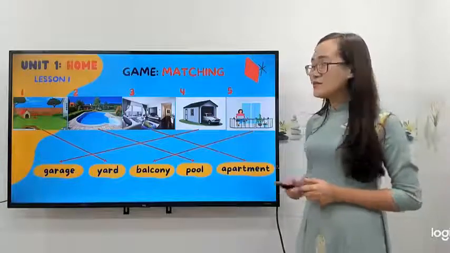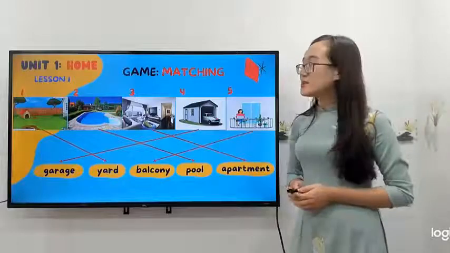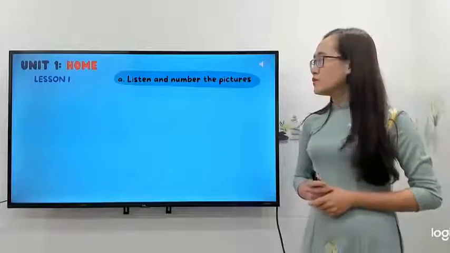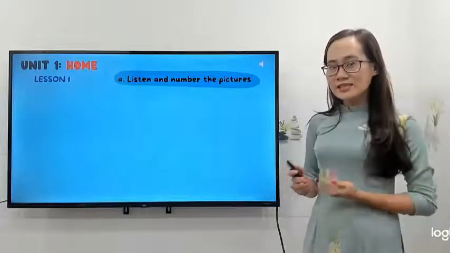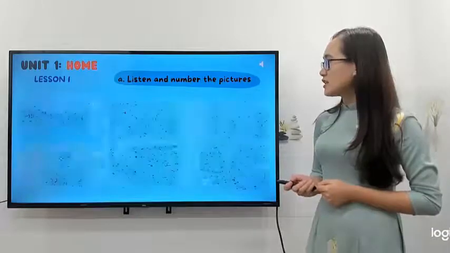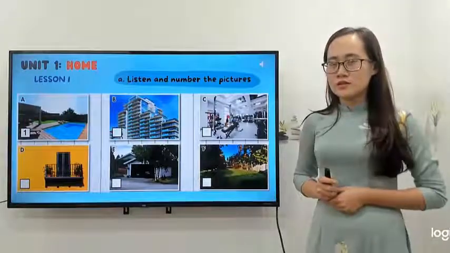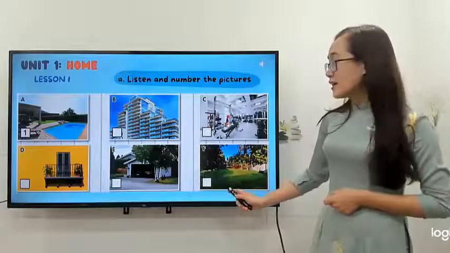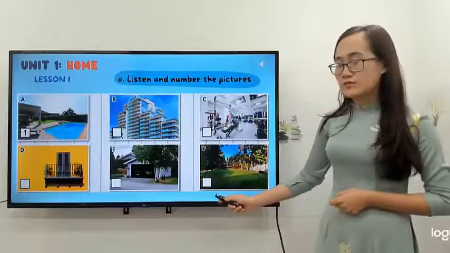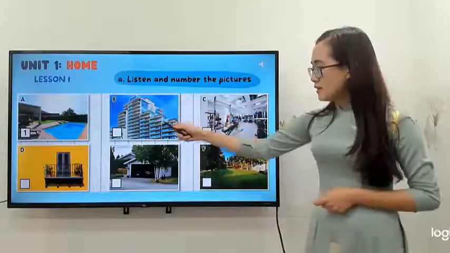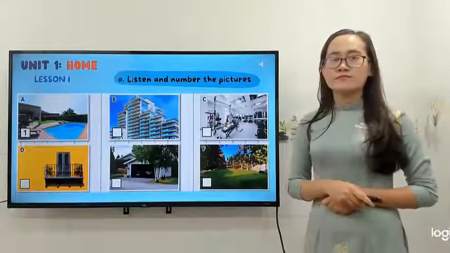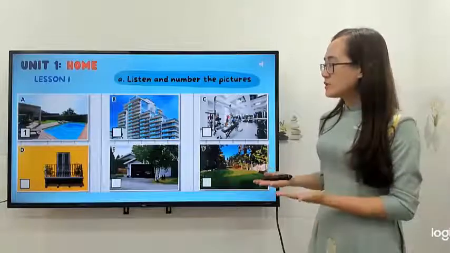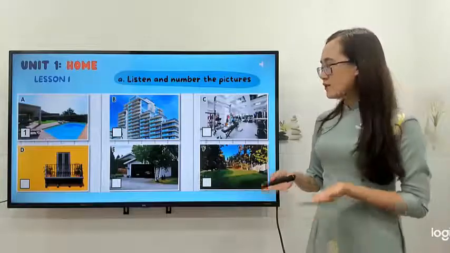Okay, good job. Thank you very much for playing the game with me. So let's move to the next part. Our next part is listening, and I want you to listen and number the pictures. Number the pictures from 1 to 6 because I have 6 pictures here, from A, B, C, D, E, F. Alright, so now you have to listen and put where is number 2, 3, 4, 5, and 6.